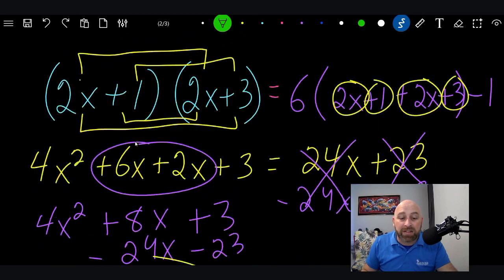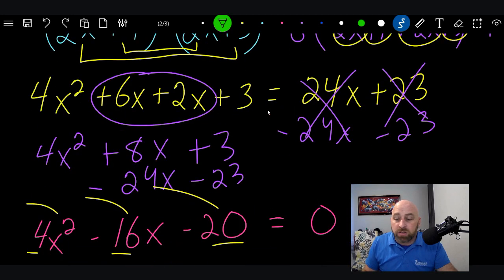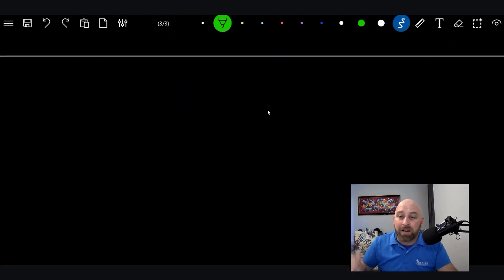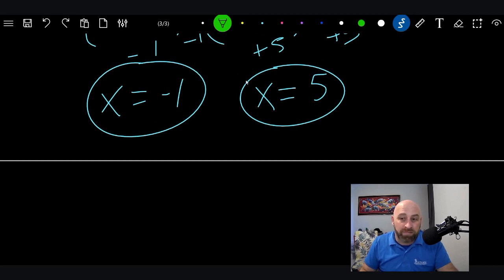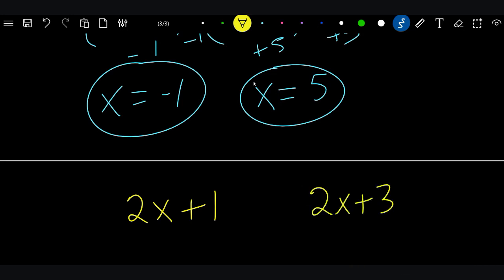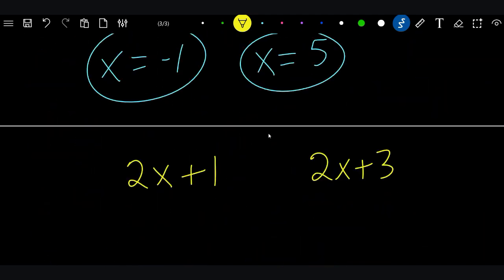We didn't really answer the problem. Find 2 consecutive odd integers that when they're multiplied together, the product is 1 less than their sum. So now we need to go back and plug in our answer. We got negative 1 and 5, but we're not quite done yet. Remember our consecutive odd integer problem? It was 2x plus 1, okay? And 2x plus 3. That was our consecutive odd integers. That's how we got those. I showed you that somewhere up here in this mess, okay?